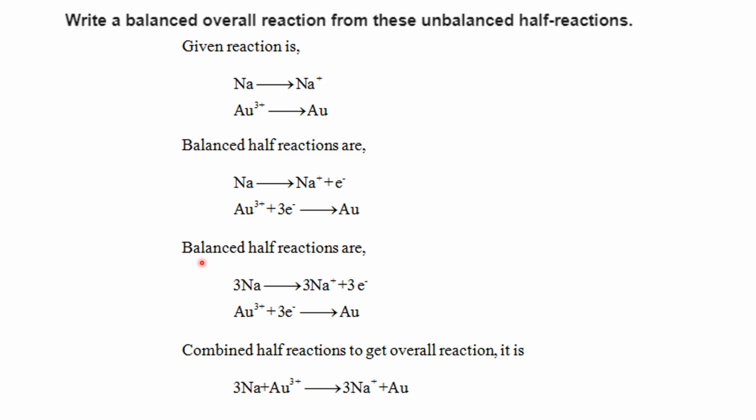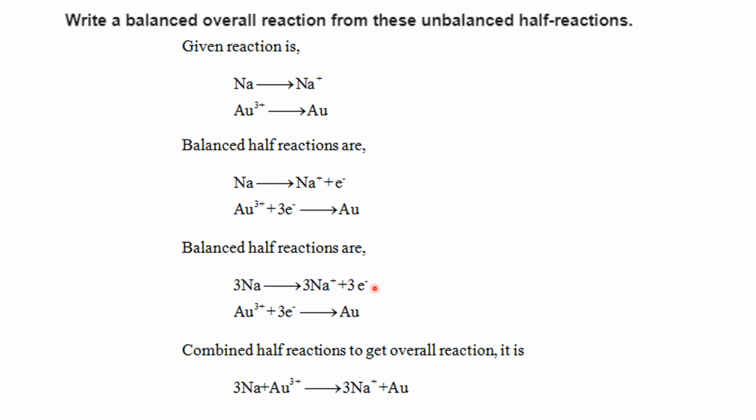Now the next thing is writing the balanced half equations. And how will it be? As you can see here that Au is gaining 3 electrons, but the sodium is only giving 1 electron. So it means that we have to have 3 electrons here. But how will it change into 3 electrons? If the whole equation is multiplied by 3. So it will be 3 Na will give 3 Na positive plus 3 electrons.